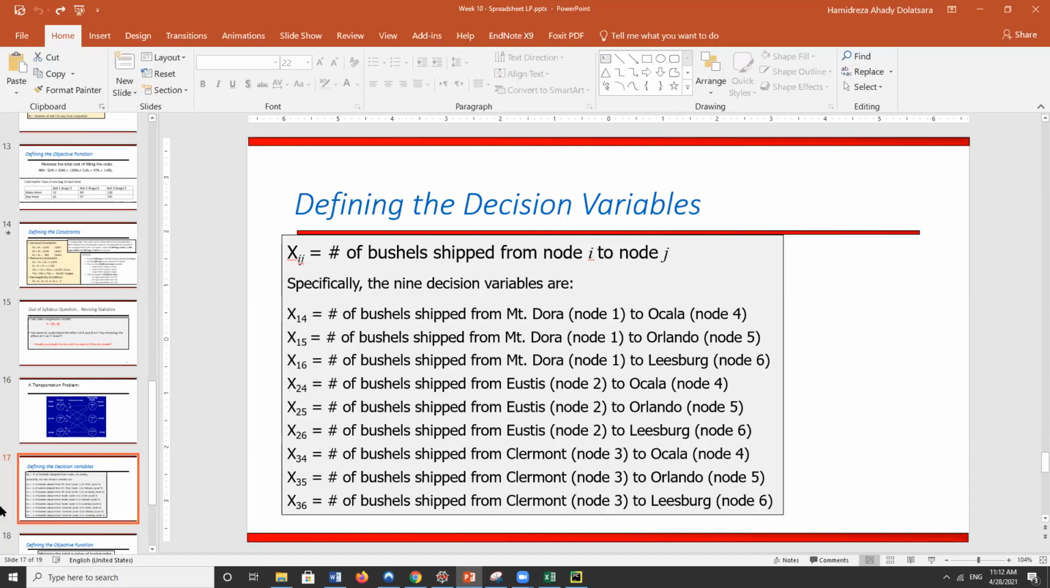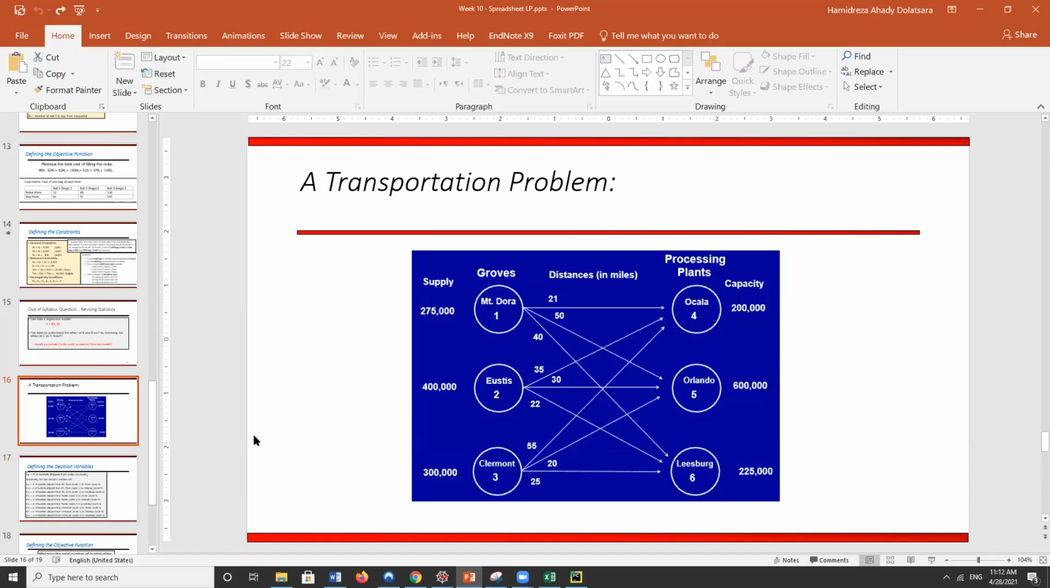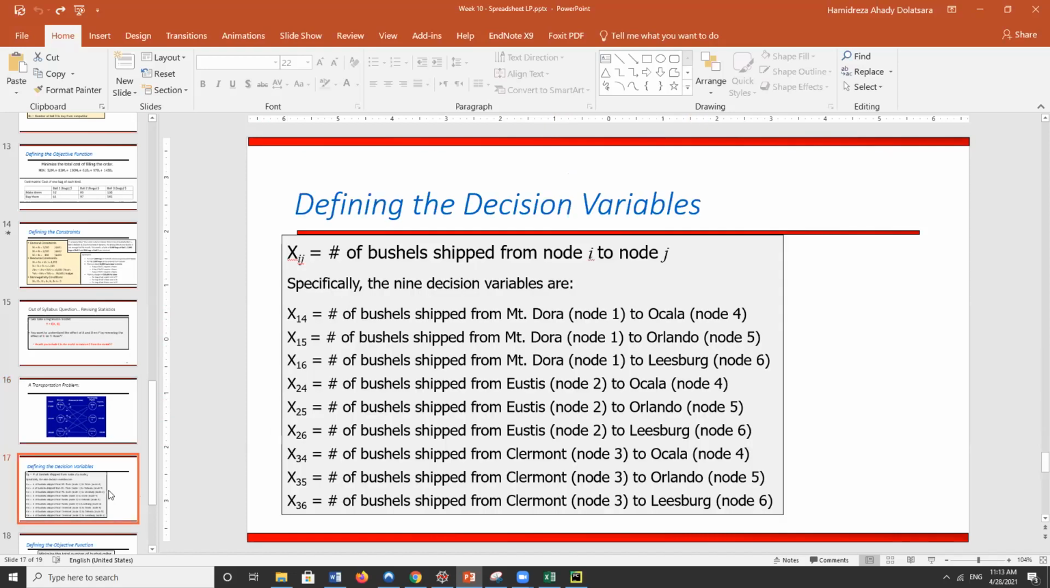So you might say some of the links are very long, like Mandora to Orlando, but we have some limitations. Maybe at the end, we use that link or not. So at the end, we have 9 links. We may or may not use them. So for each link, 1 decision variable, in total 9.